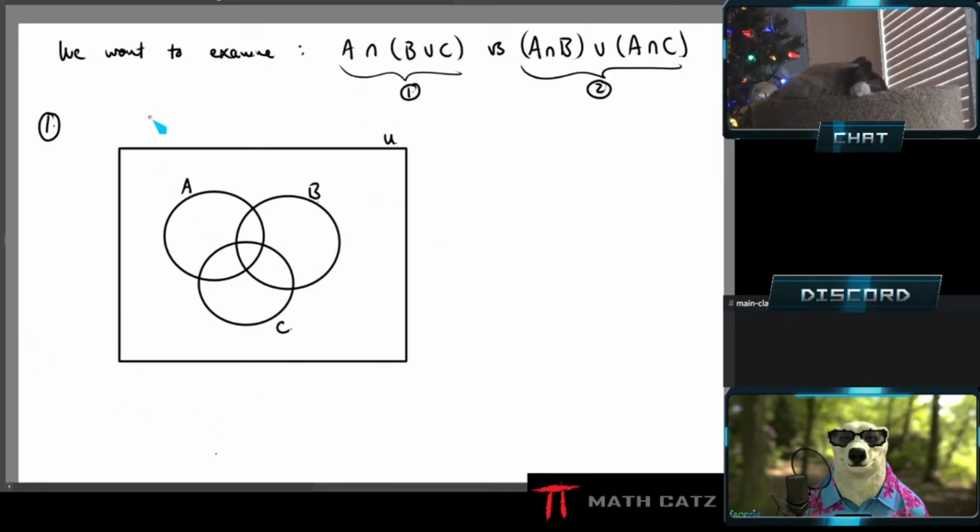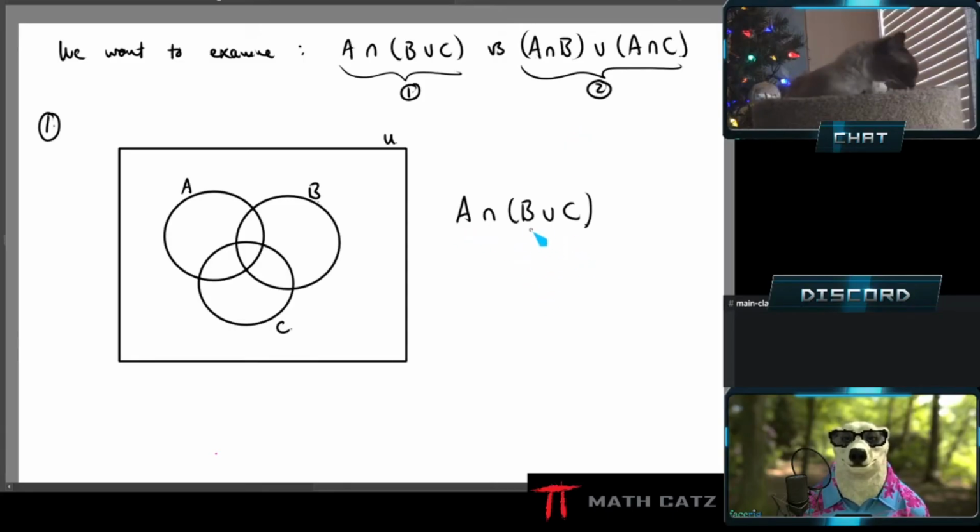Now I'm going to maybe write it over here. A intersection B union C. I need to combine them like this. However, this isn't a one-step process. This can be broken up into a couple of steps. How can we make this a little bit better?